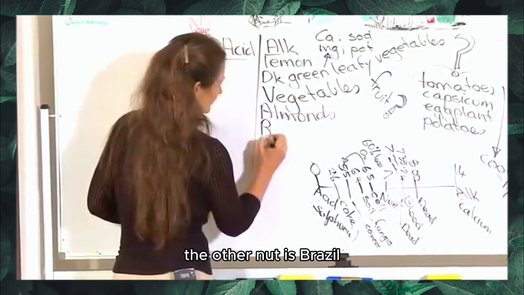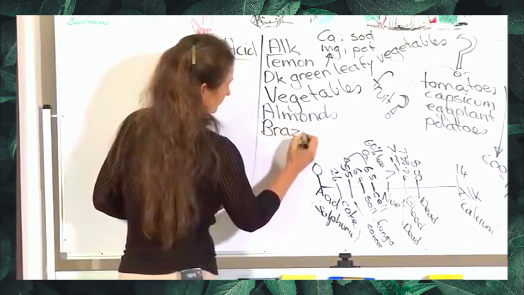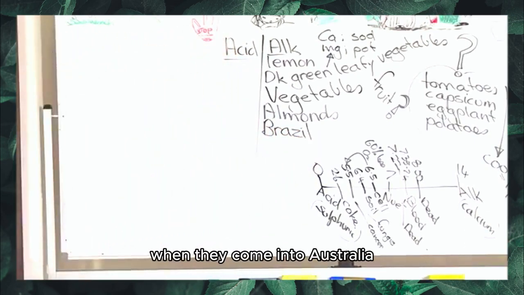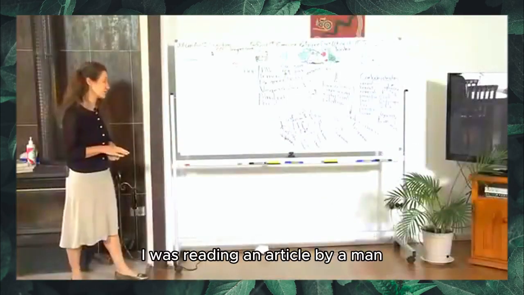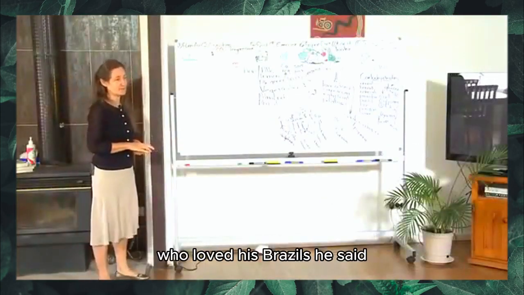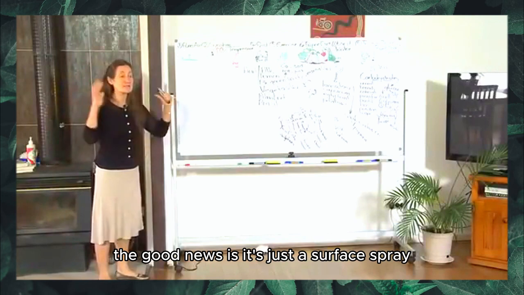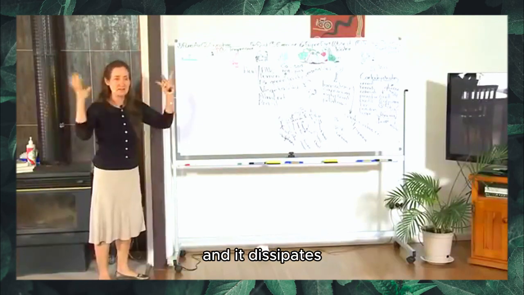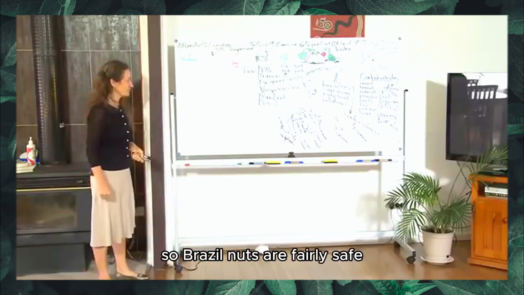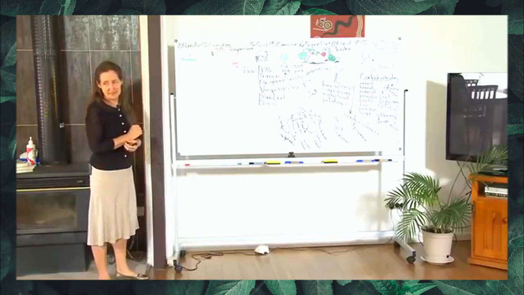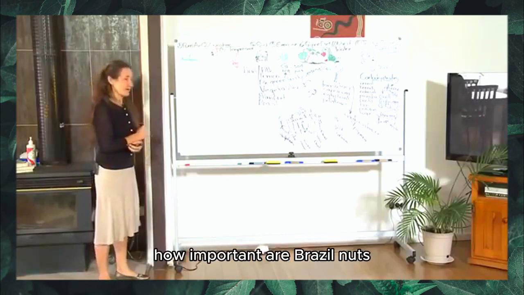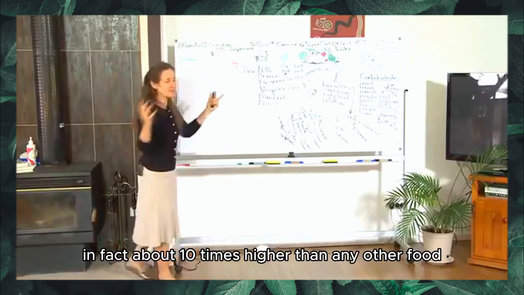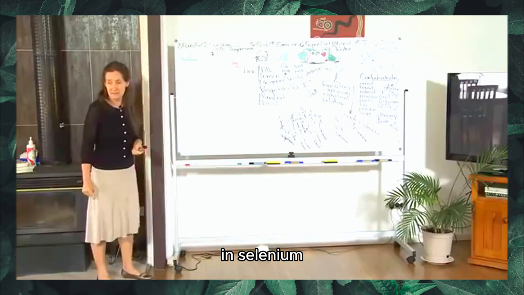The other nut is Brazil. Brazil nuts are grown in Brazil, and they're not sprayed in Brazil. When they come into Australia, they are sprayed, but I was reading an article by a man who loved his Brazils. He said the good news is it's just a surface spray to kill off any bug that's on the nut, and it dissipates. So Brazil nuts are fairly safe. How important are Brazil nuts? Brazil nuts are very high, in fact about 10 times higher than any other food, in selenium.